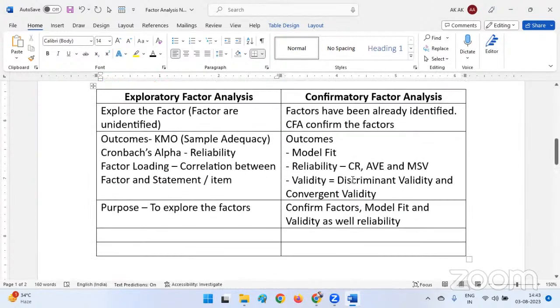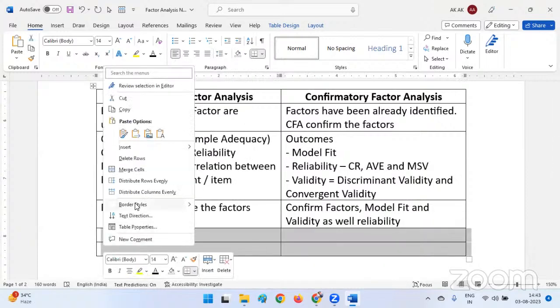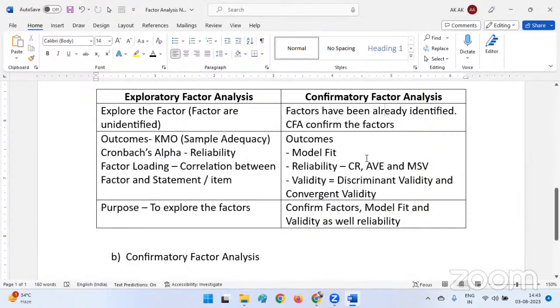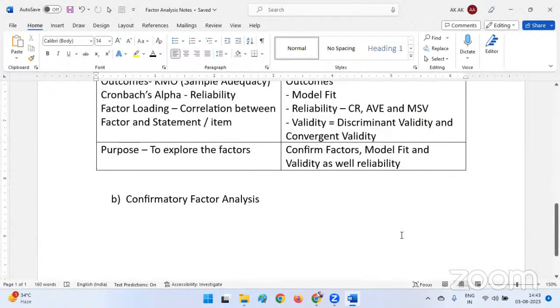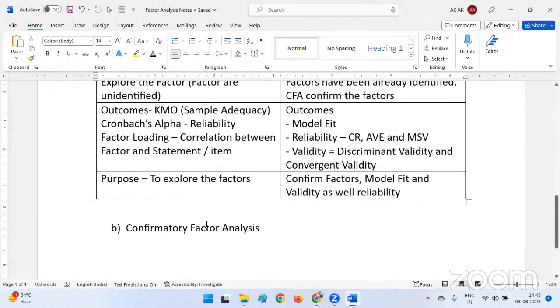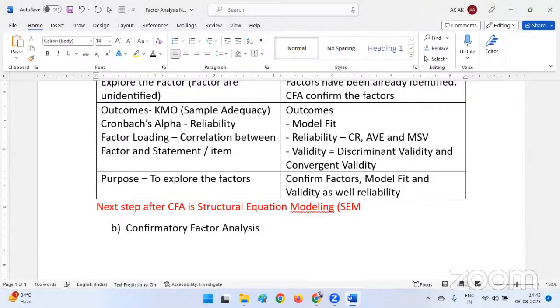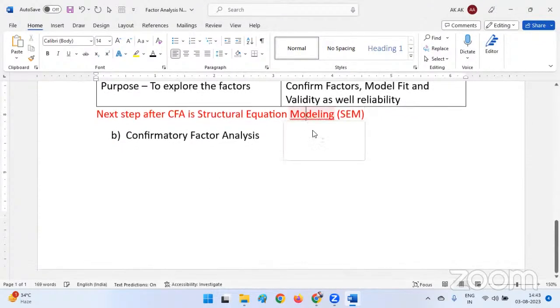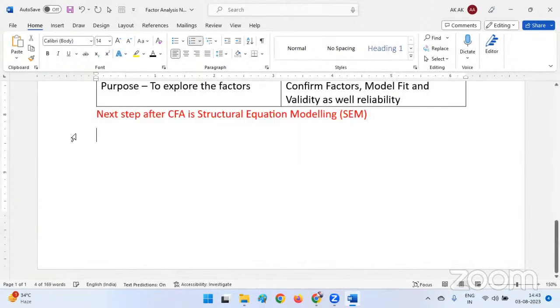Now, having done all this, we move to structural equation modeling later, and the purpose is model fit and everything. Once this is done, our model is confirmed, then we go for the causal relationships, which is structural equation modeling. So I can write the next step after CFA is structural equation modeling, SEM, which is again very popular in research papers.